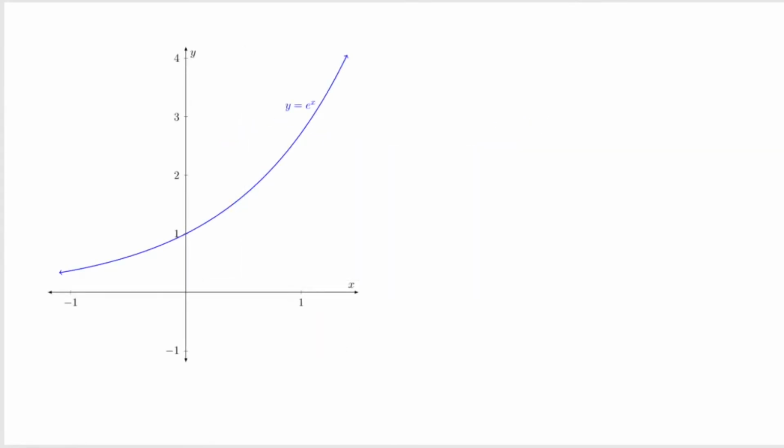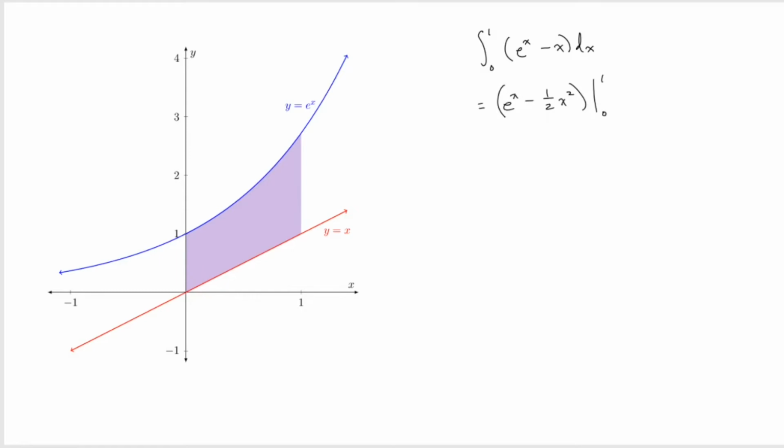Okay, let's do an example. We'll look at the area between the curve y equals e to the x and y equals x on the interval 0, 1. And by the formula we just came up with, this is the integral from 0 to 1 of the top curve minus the bottom curve, so e to the x minus x with respect to x. And that's an easy integral to compute.